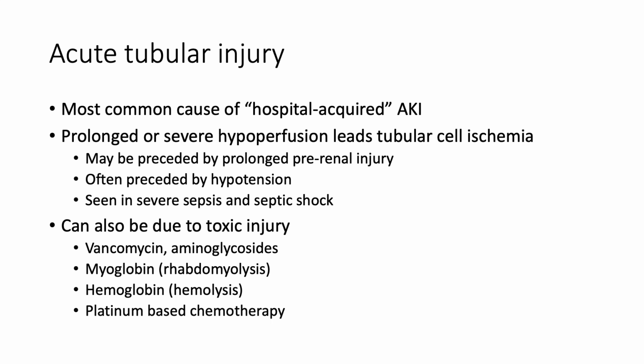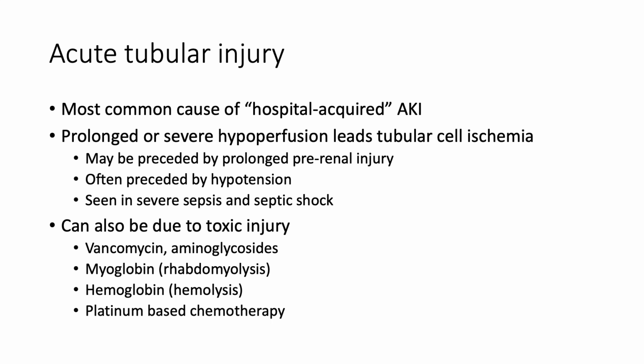And this is due to prolonged or severe hypoperfusion leading to tubular cell ischemia. So sometimes the person comes in with a prerenal injury and they don't get their perfusion to the kidneys restored, and so the kidney cells get ischemic and they can die or be injured. Oftentimes it's preceded by hypotension, so someone comes in cardiogenic shock or septic shock, really low blood pressures, not getting good blood flow to the kidneys. They take an ischemic hit, and this can cause acute tubular necrosis. So those are the perfusion type injuries.